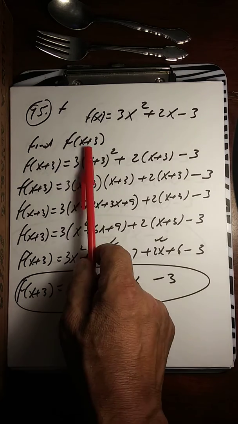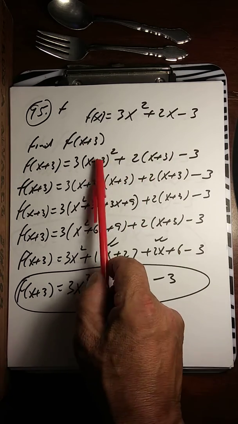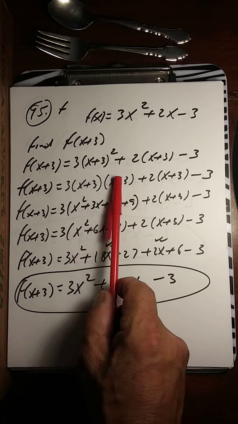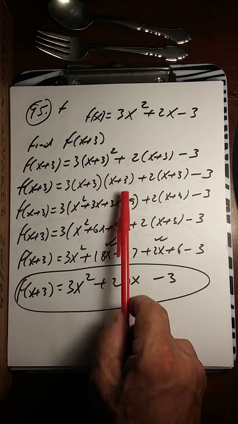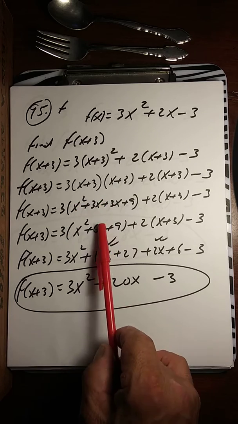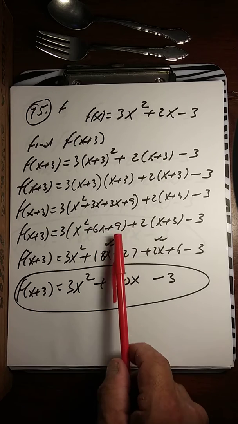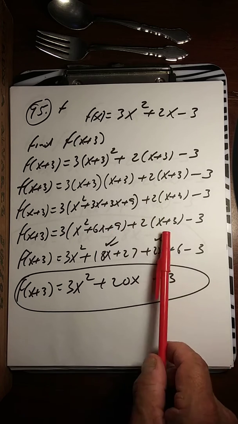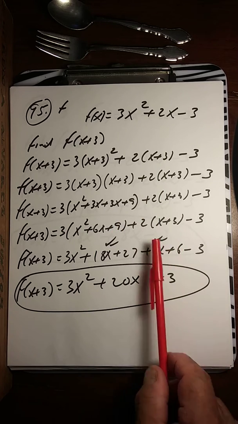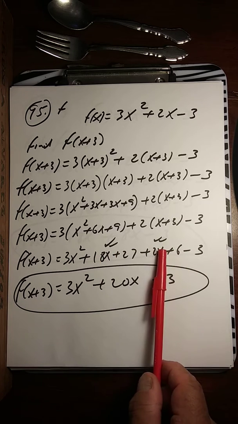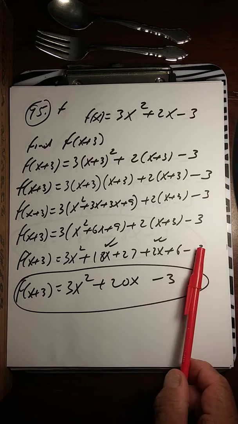Find f of x plus 3. So wherever the x's are, you're going to put x plus 3. X plus 3 times x plus 3. X times x is x squared. That's 3x. That's 3x. 3 times 3 is 9. That's x squared plus 6x plus 9. 3 times that is 3x squared. 3 times that is 18. 27. And then 2 times that is 2x. 2 times that is 6. And then bring the 3 down. 3x squared, that's it. 18 and that is 20. And that is 3.